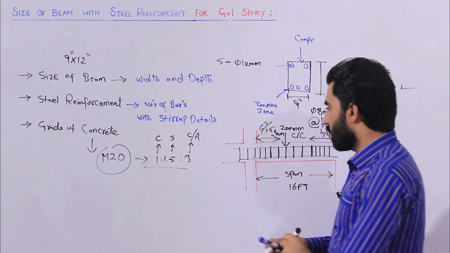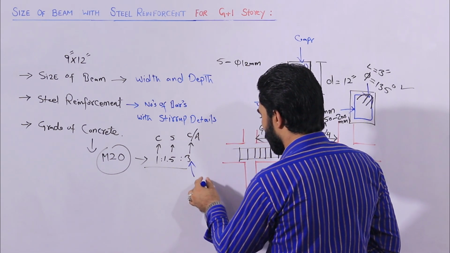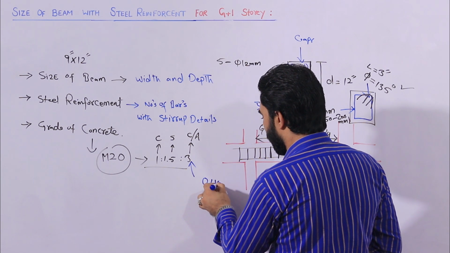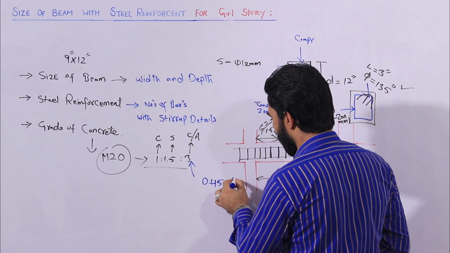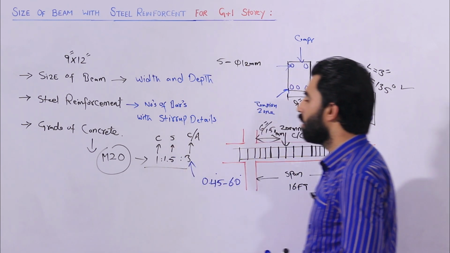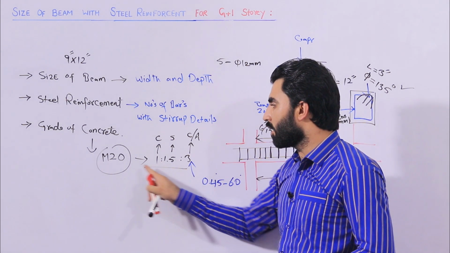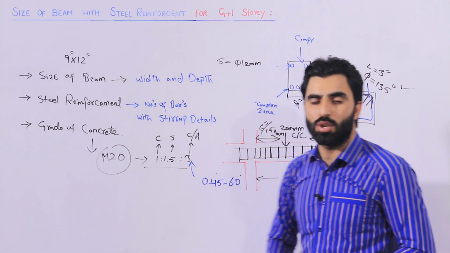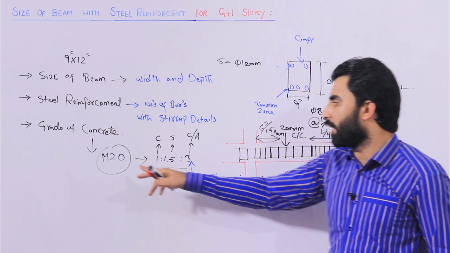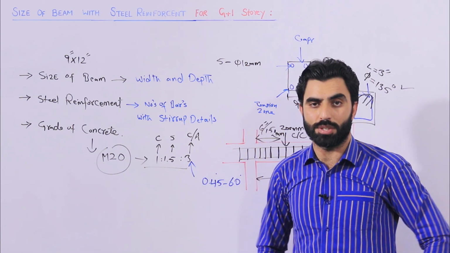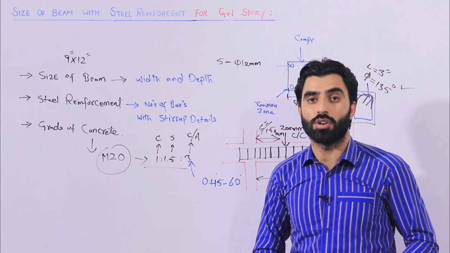In this case you can use a water cement ratio from 0.45 to 0.60. So this is the water cement ratio, and this is the mix ratio of concrete for M20. Whether it is a beam or column, don't use less than M20 for a residential building. I hope this short video can help you to know about size of beam, steel reinforcement, and grade of concrete for G+1 story.